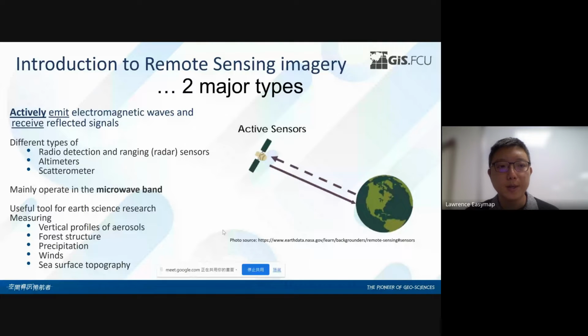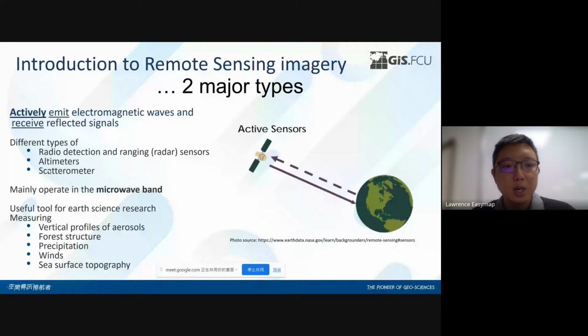There are different types of active sensors, namely the radio detection ranging sensors, which we call radar. I think many of you have heard about it before. The second one is the altimeter, and also the scatterometer. For this kind of sensor, they mainly operate in the microwave band, the band that we cannot see, with a very short wavelength.